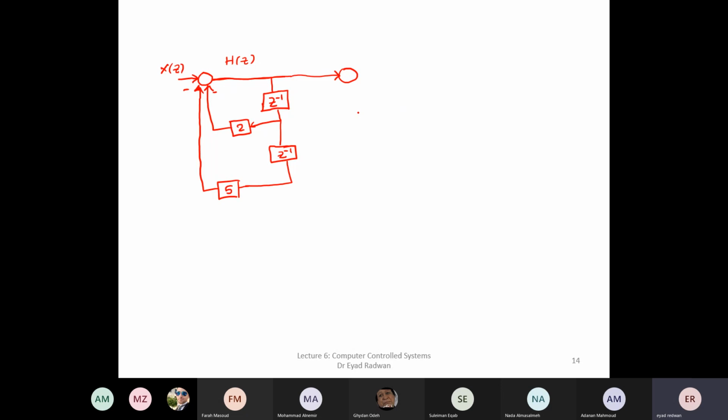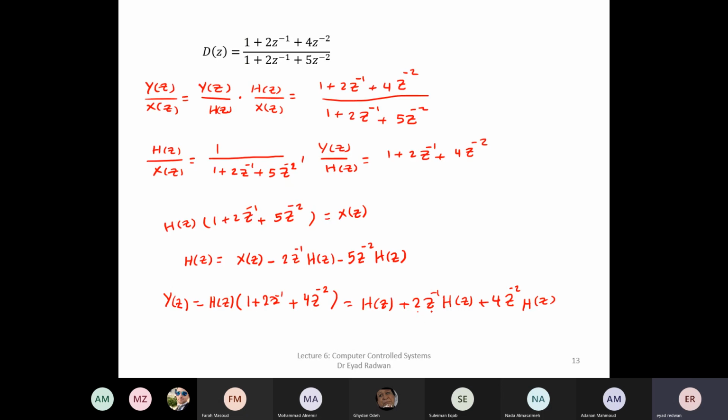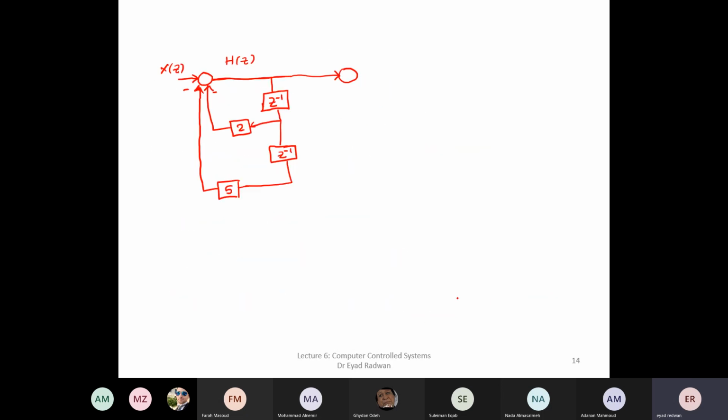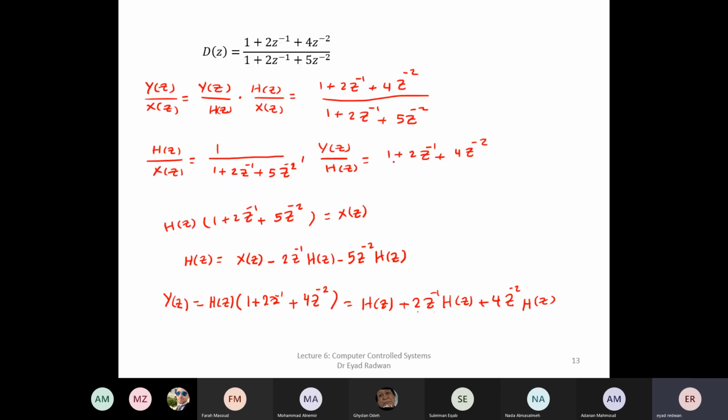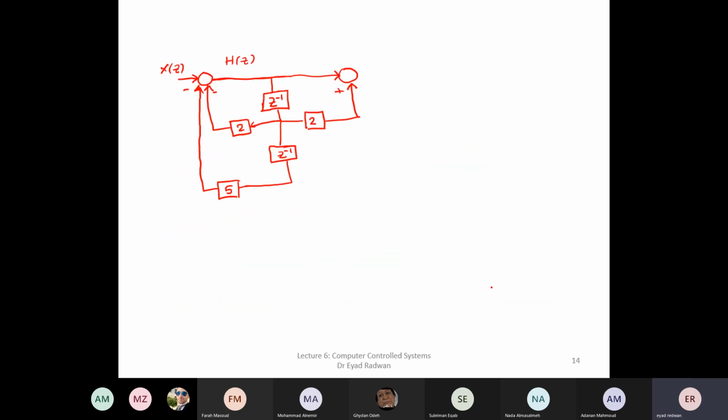Then I have the next term, 2z inverse h of z. So I have another gain here of 2, and I will add it here. Notice now it becomes h of z inverse multiplied by 2. Then the last term, which is 4z to the power minus 2.